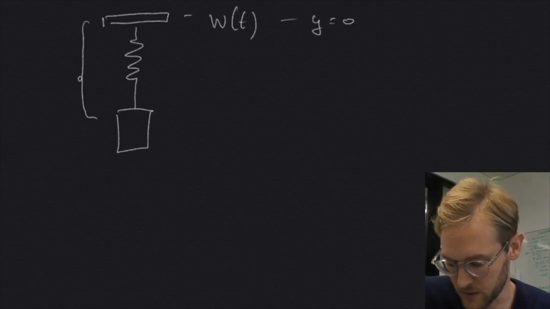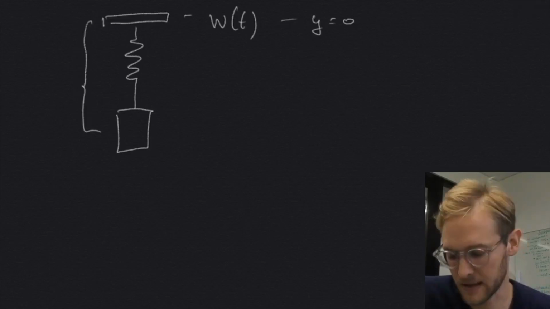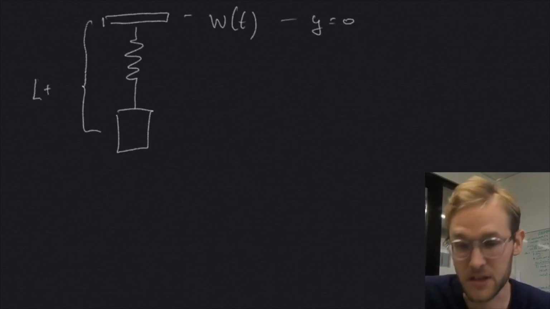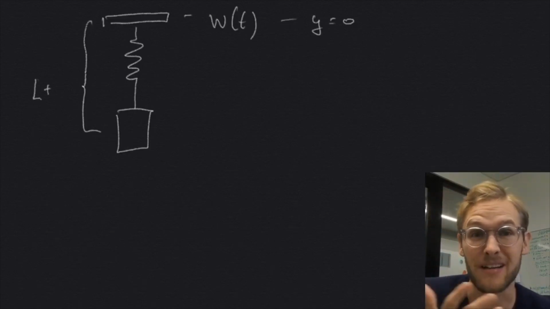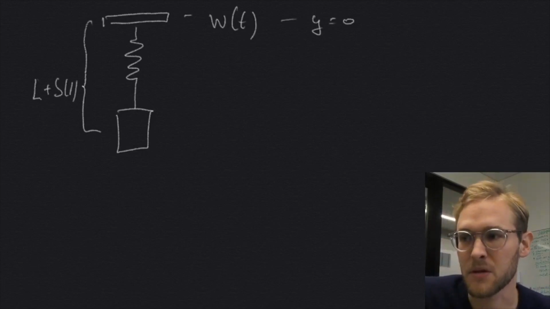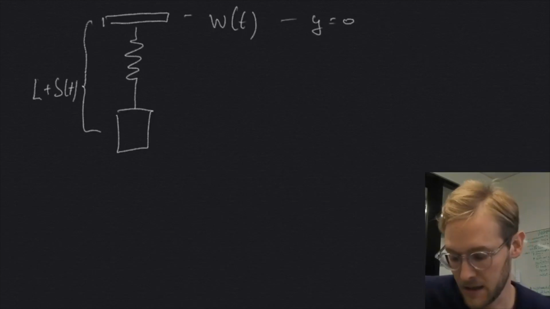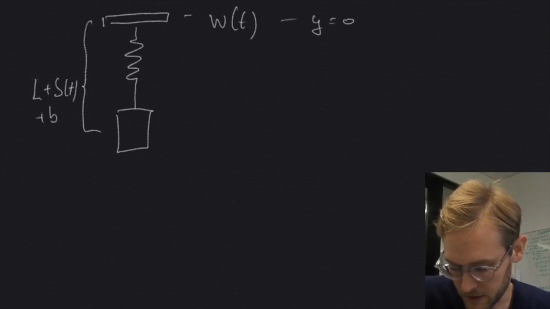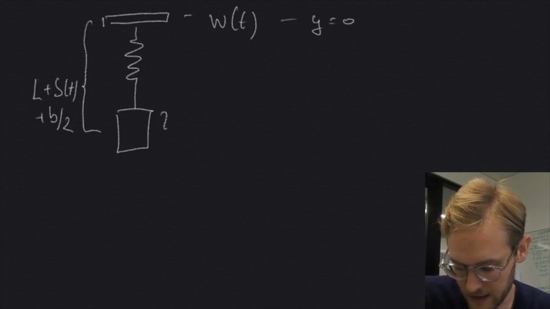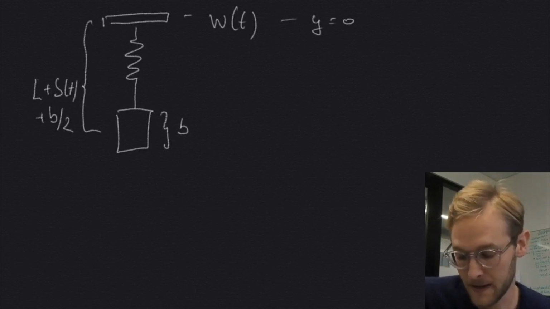So all the way down to the middle of the box, the length will be L, which is the length of the spring at some sort of equilibrium point, and the stretch of the spring, which will be also a function of t, and of course plus the half of the length of this box, which is some value b.